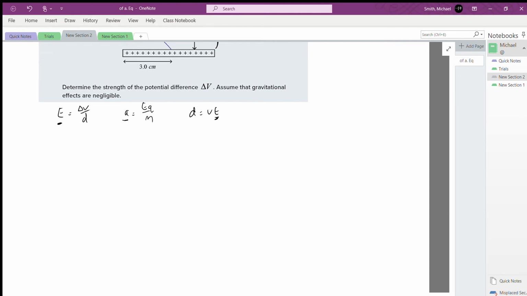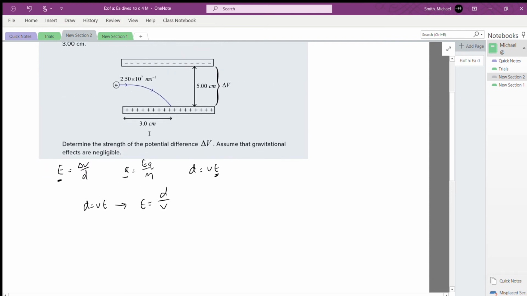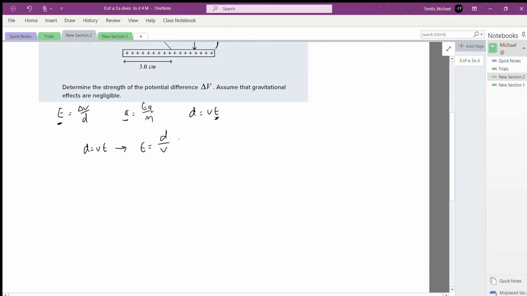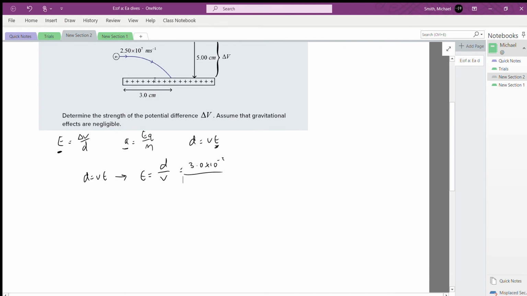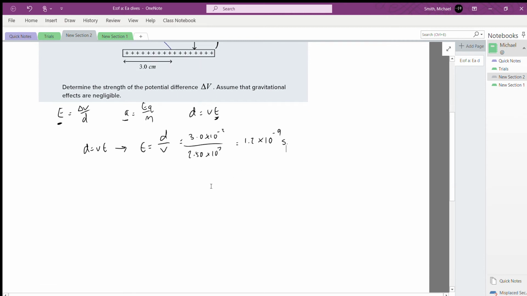So let's begin. We have D equals VT, therefore the time will be distance traveled over velocity. Now here we're considering the horizontal components of the motion of the electron. So here the distance traveled is 3 centimeters, and the speed of the electron is 2.5 times 10 to the power of 7. If we substitute that into our calculator, we get 1.2 times 10 to the power of minus 9 seconds. So now we have the time. We can use our constant acceleration formulas to work out the acceleration.